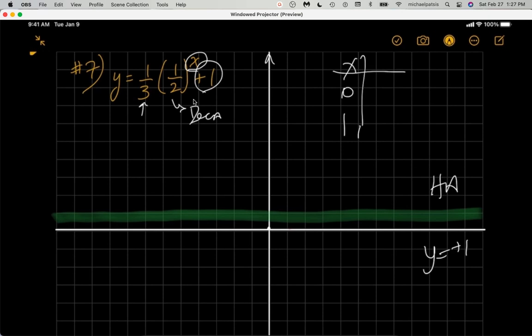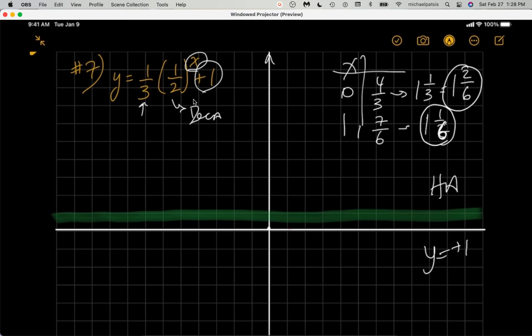When we do that, we get 4/3 when x equals 0. And when x equals 1, we get 7/6. Now when I graph, I like to convert this to mixed numbers because it gives me a sense of where I am. And I even like to have it in the same denominator. So that lets me know that this y value is going to be slightly higher than that value. Okay, so the first one is going to be 0 and 1/3, something like here. And then the next one is going to be 1 comma 1/6. So it's a little bit closer to the horizontal asymptote. I should have used a different scale there. But that is your graph.